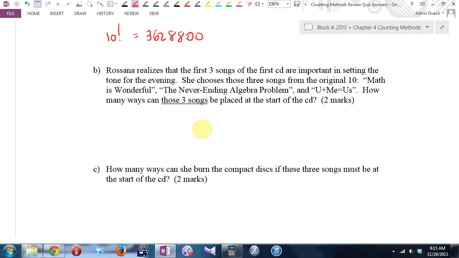Math is wonderful. Oh. The never-ending algebra problem. Oh. And you plus me equals us. Oh, what great taste Rosanna has.